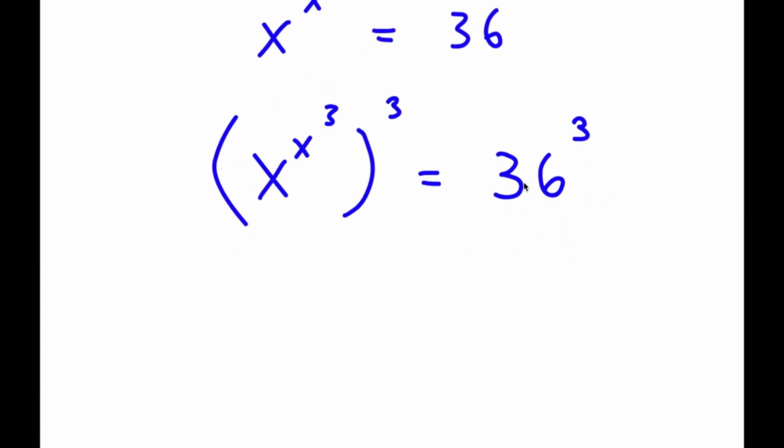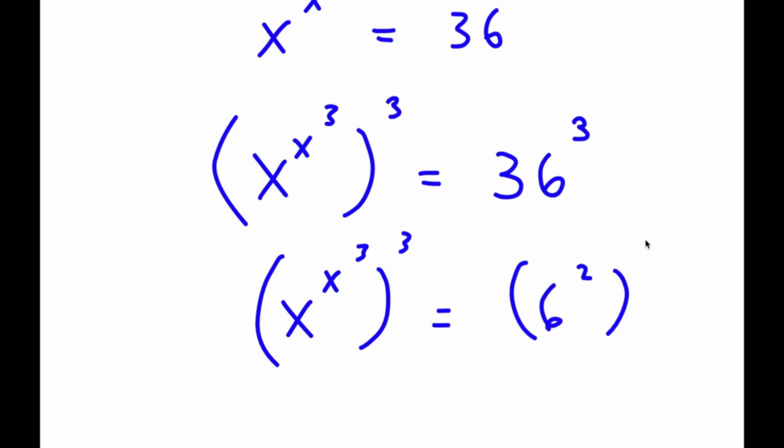Now 36, this is the same thing as 6 to the power of 2. So now I have x to the power of x to the power of 3 to the power of 3 is equal to 6 to the power of 2 to the power of 3.